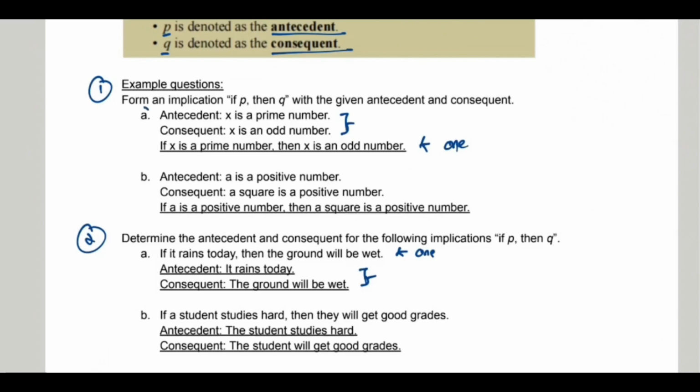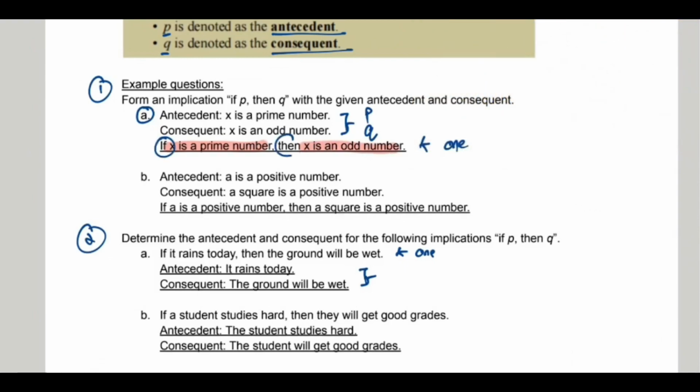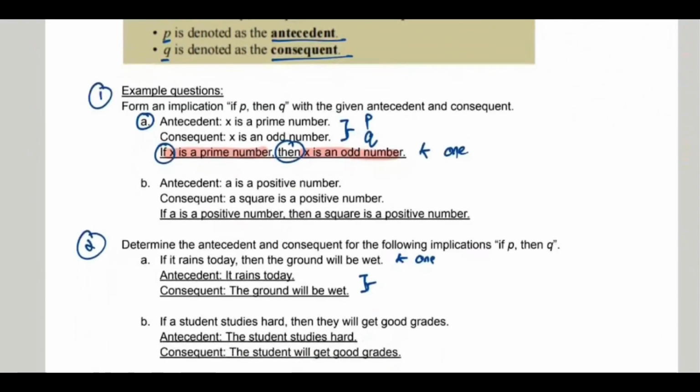For A, the first is P, the second one is Q. So we will use if and then to complete the sentence. So this is the answer. So very easy in this question.